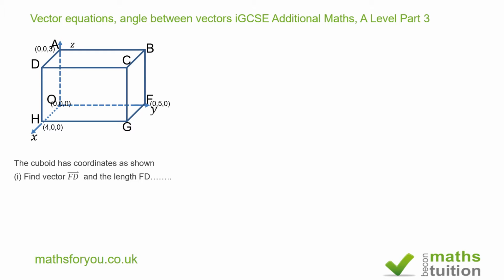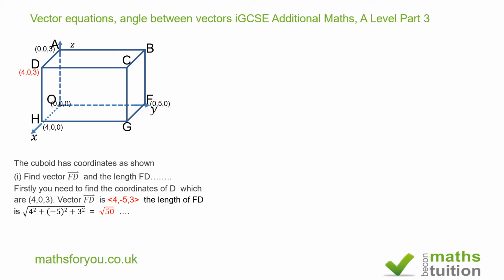So you're looking for the direction vector of FD, and to do that we need to find the coordinates at the point D, and we have 4, 0, 3 there. So those are the coordinates at the point D. And then to find the direction vector of FD, we subtract the respective coordinates of F from those at D. So we do 4 minus 0, 0 minus 5, and 3 minus 0. And we end up with 4, minus 5, 3.